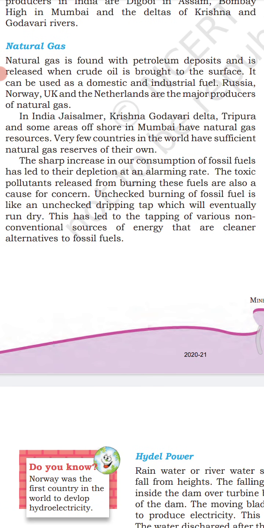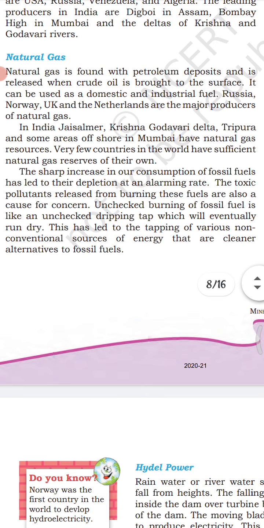A good example is given. If we keep on wasting these fossil fuels, it will be like a dripping tap. Listen beta, if a tap is leaking drop by drop, then there will be one time when there will not be even a single drop of water in the tank. So if we use our resources at a fast pace, there will be one day very soon when we will not have any resources.